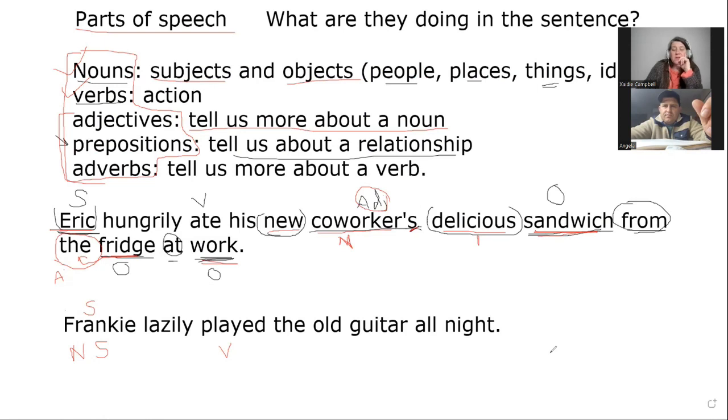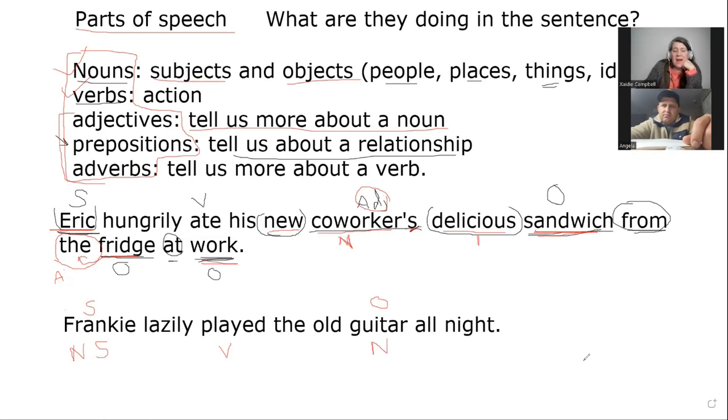What about the object? Where's the object? Object, you say people pay. Okay. For example, guitar. Good. That's our object, and it's a noun, right? Okay, good.